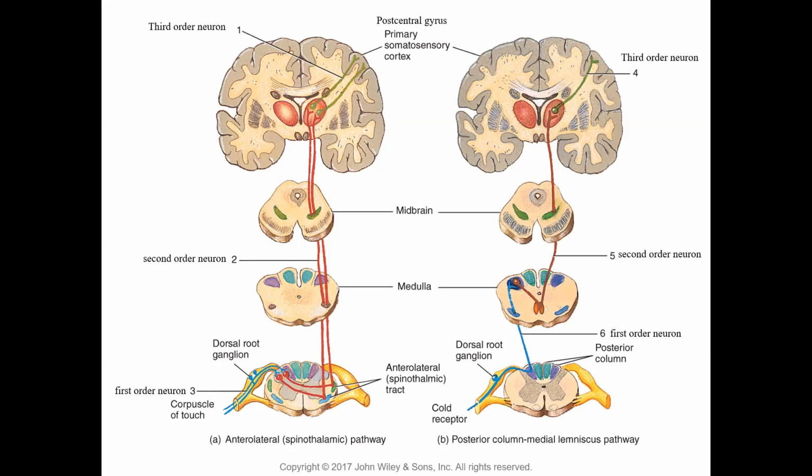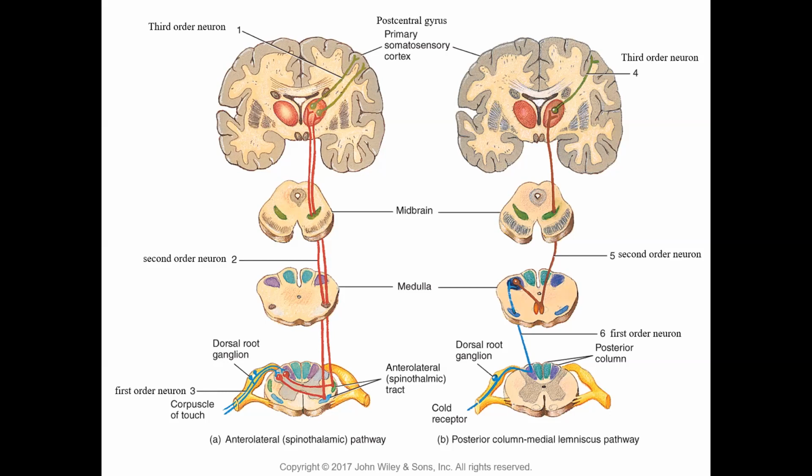It has the anterior white column and the lateral white column. But as they go up, once they reach the medulla and the midbrain, they actually form one tract. They're also known as the anterolateral or the spinothalamic tract. And this tract then finally relays in the thalamus.